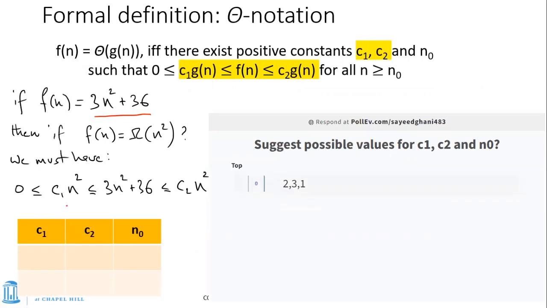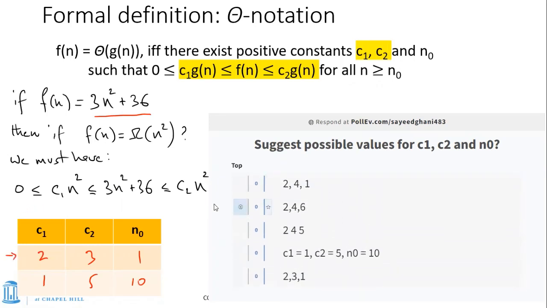So the suggestion is 2, 3, and 1. Will that work? Another suggestion is 1, 5, and 10. So let's take a look at the first one.